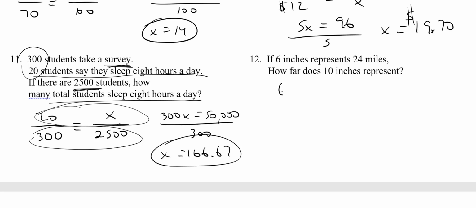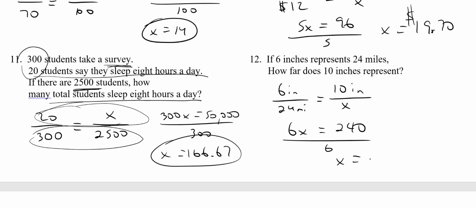All right, number 12. 6 inches represents 24 miles. So 10 inches, again, notice the top number is inches, is how many miles? Okay, so we get 6x equals 240, divided by 6, x equals 40. Okay, so 6 inches is 24 miles, 10 inches is 40, and this is miles. Okay? That's not bad.